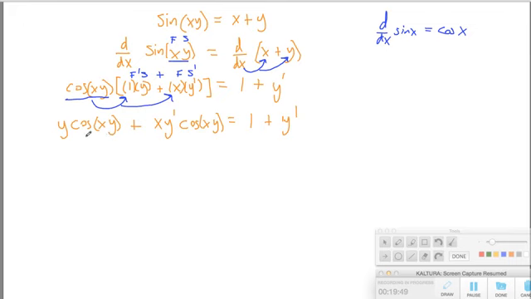So if we consider subtracting cosine of xy to the other side and subtracting y prime over here, what we've got is x y prime cosine of x times y. And again, I'm subtracting y prime on both sides, so I end up with a minus y prime here. Now on the other side, I've got 1, and I'm also going to subtract this part since it does not have a y prime in it. So subtract it to the other side.